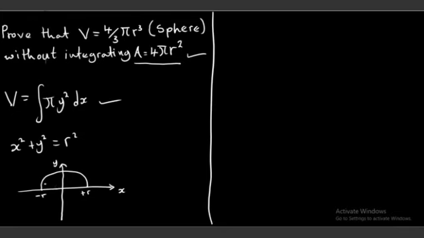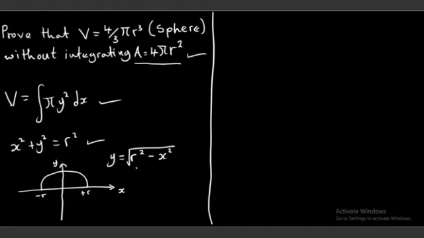When this semicircle makes a 360 degree revolution, we are going to have a sphere. So we are also going to need the equation in terms of y, and it's going to be y equals the square root of r squared minus x squared. That's going to be the formula for y.